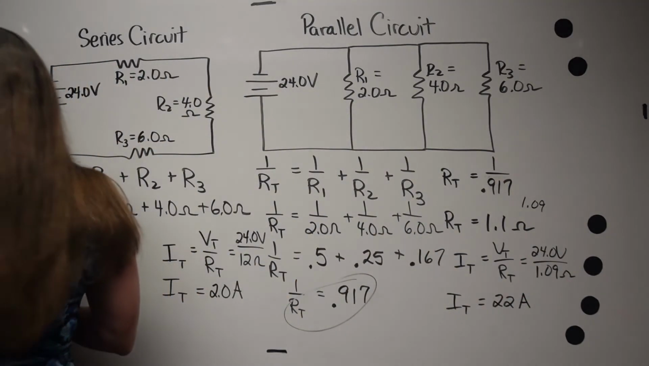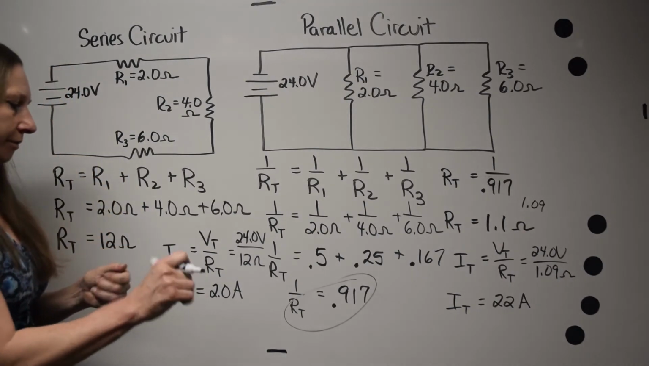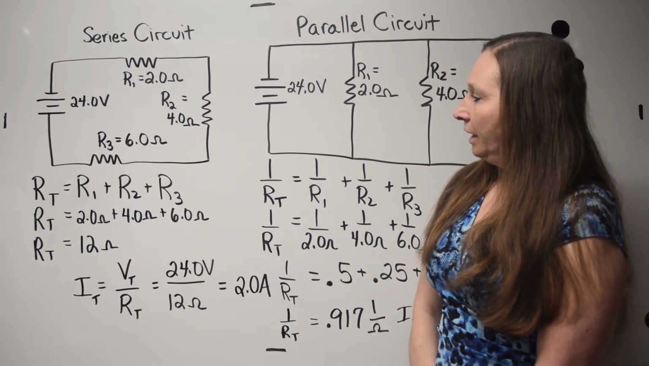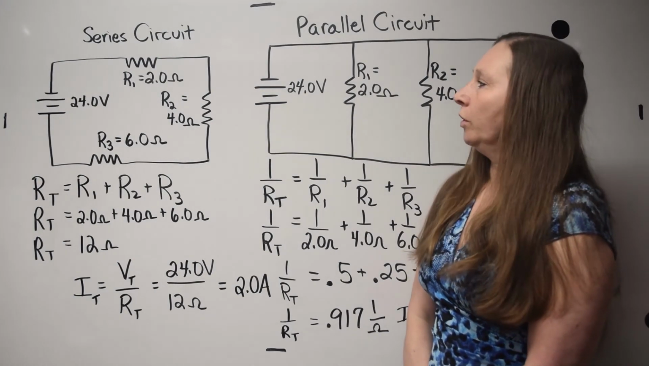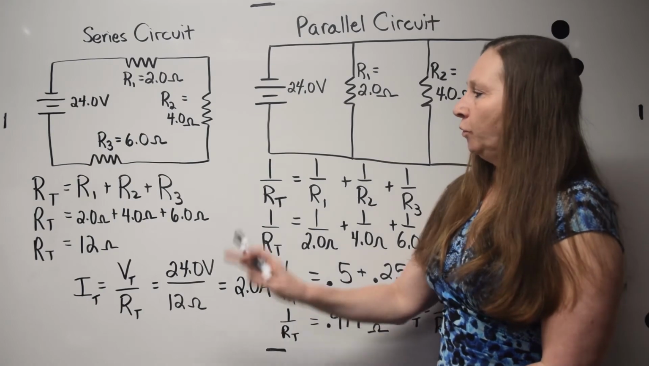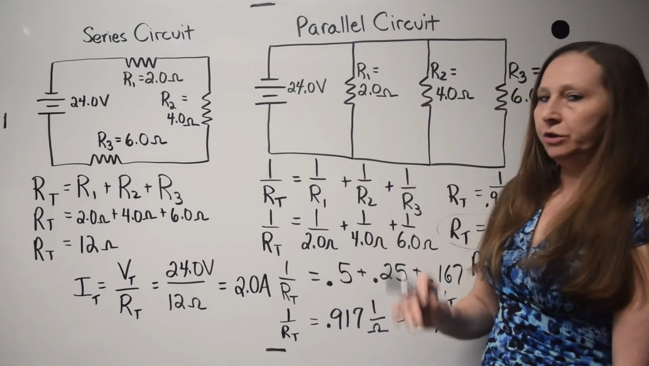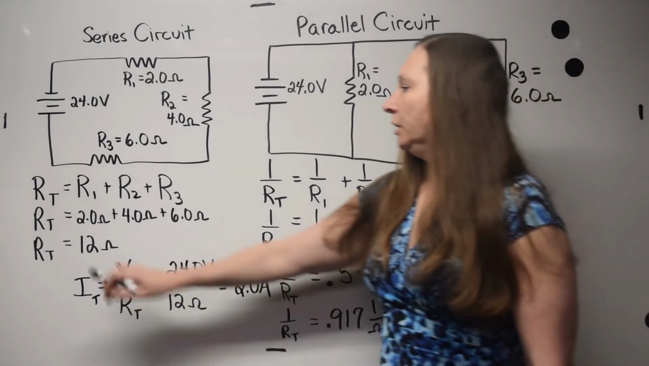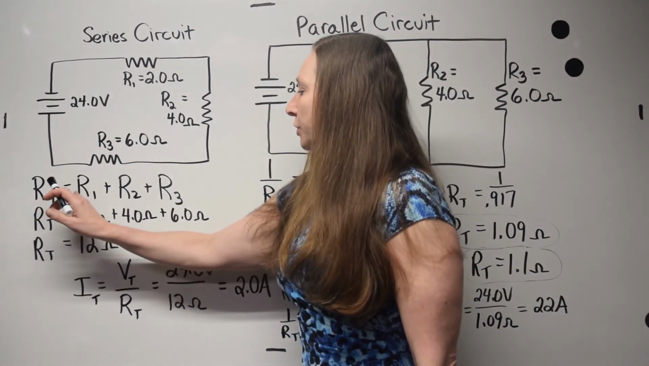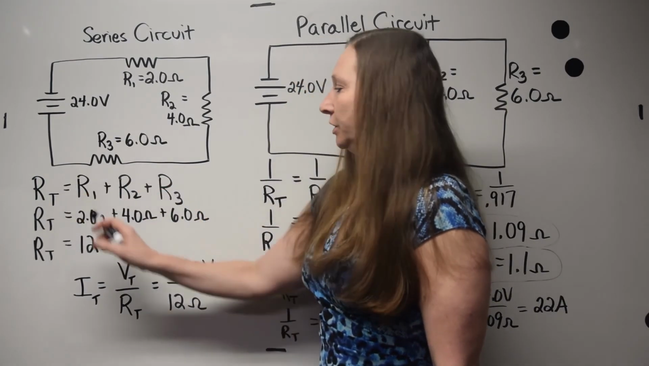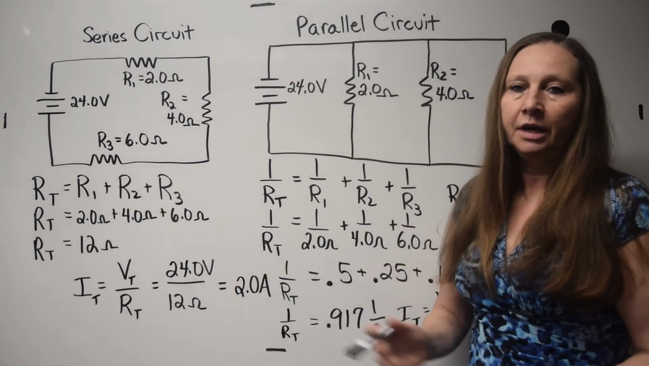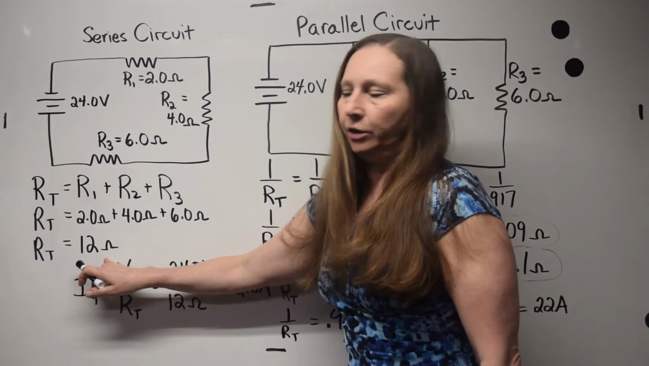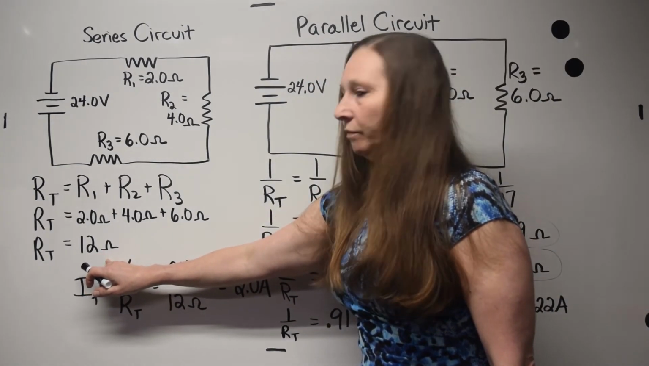Okay, now, what I want you to notice, a couple things here. So, to summarize, the equations for the total resistance for a series circuit versus a parallel circuit are not the same. The series circuit is very simple. To find resistance total, you simply add up the individual resistances, R1 plus R2 plus R3, as many as there are. And you're going to get your total resistance, which in this case is 12 ohms.